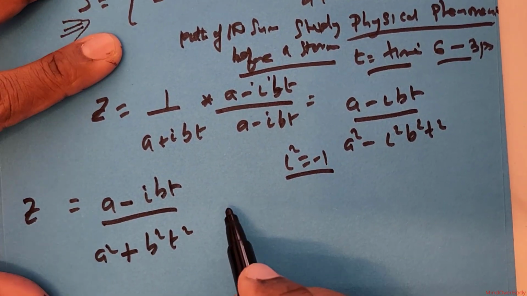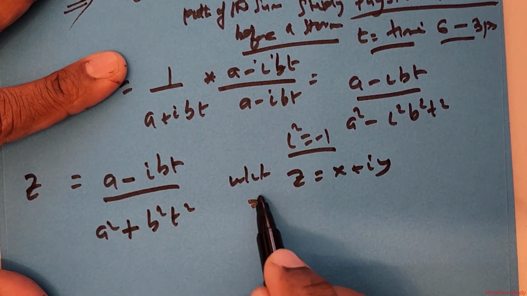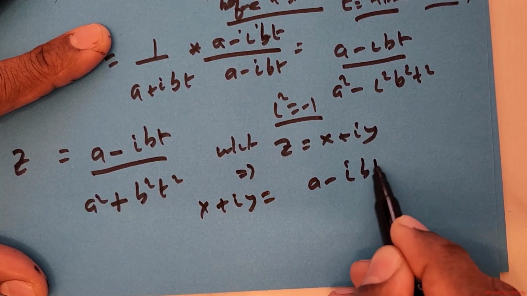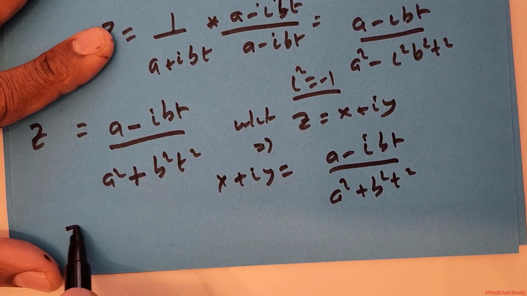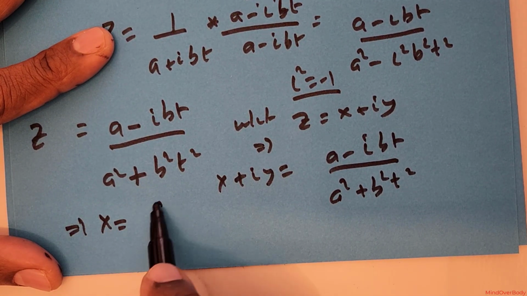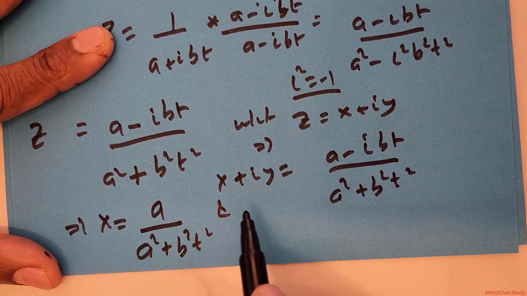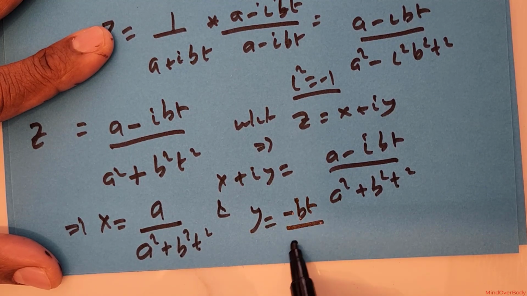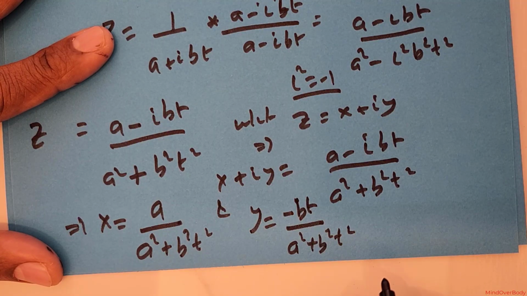Now this is z. Now it is given z is of the form x plus iy. So this means x plus iy is equal to a minus ibt divided by a squared plus b squared t squared. Equating the real and imaginary parts, x is equal to a over a squared plus b squared t squared, and y is equal to minus bt divided by a squared plus b squared t squared. So this is what we've got.